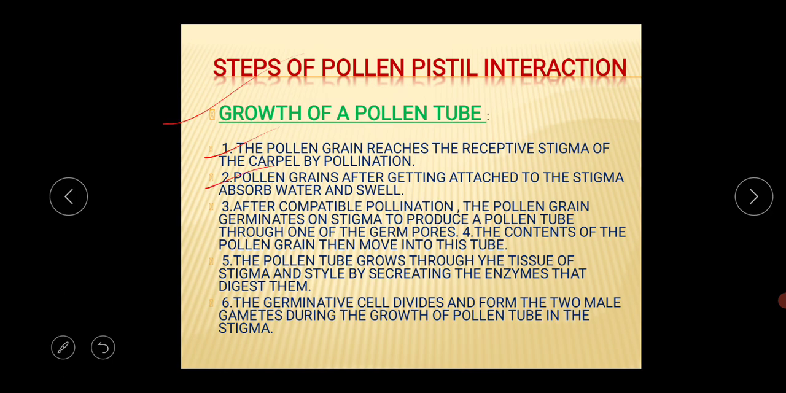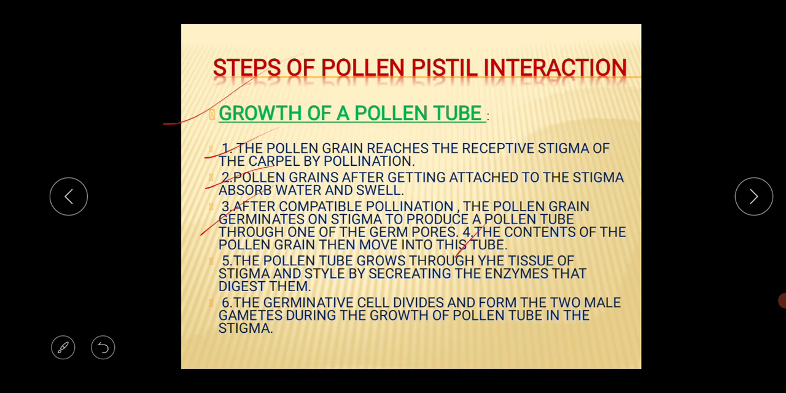The second stage is that the pollen grains, after getting attached to the stigma, absorb water and nutrients. Next, after compatible pollination, the pollen grain germinates on the stigma to produce a pollen tube through one of the germ pores.